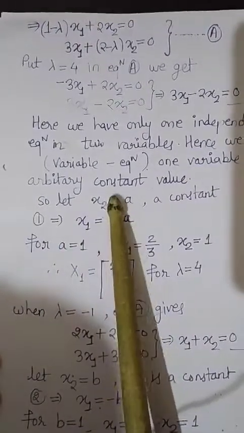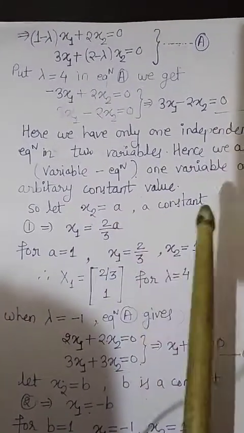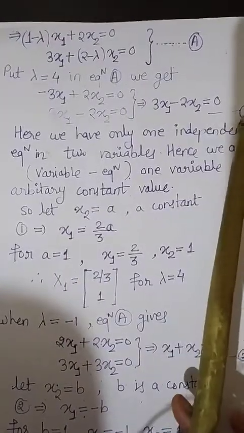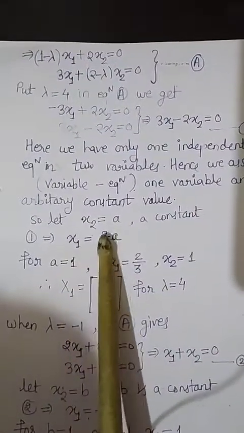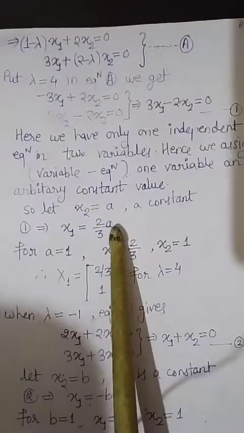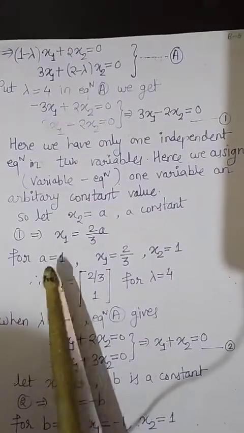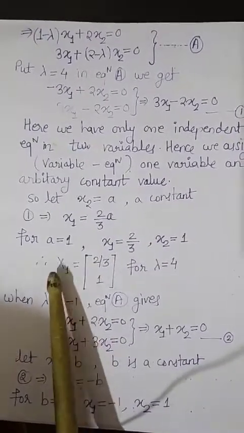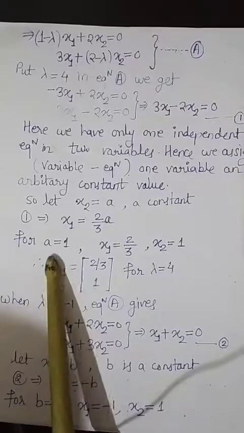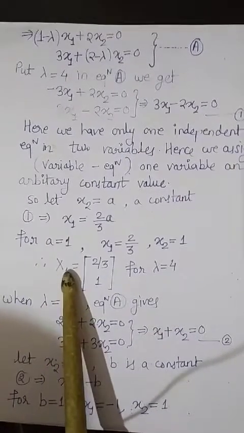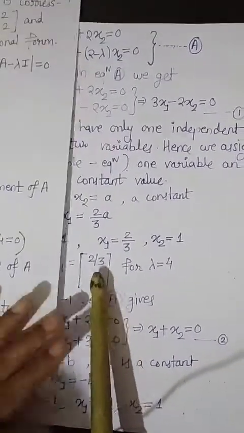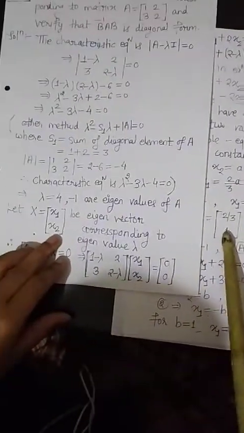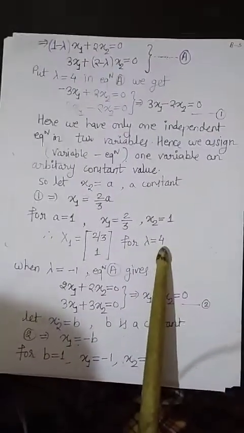So let x2 be equal to a constant. From equation 1 we get x1 is equal to 2 by 3 times x2, which is a. Now for a particular value of a as 1, we have x1 as 2 by 3 and x2 as 1. So therefore we can now find the first eigenvector, which we denote by x suffix 1, equal to x1 is 2 by 3 and x2 is 1, for lambda equal to 4.